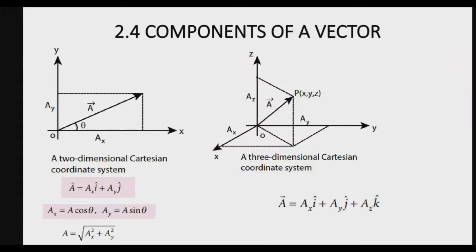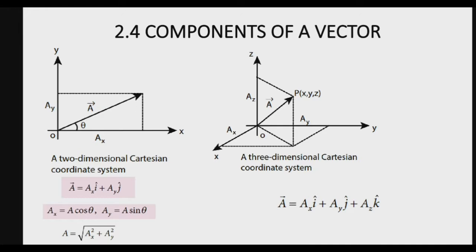Components of a vector. In the Cartesian coordinate system, any vector A can be resolved into three components along x, y and z directions. Consider a three-dimensional coordinate system. With respect to this, a vector can be written in component form as A vector is equal to Ax i cap plus Ay j cap plus Az k cap.